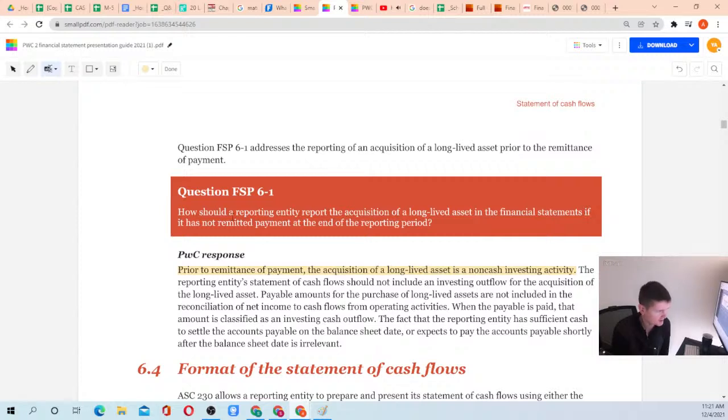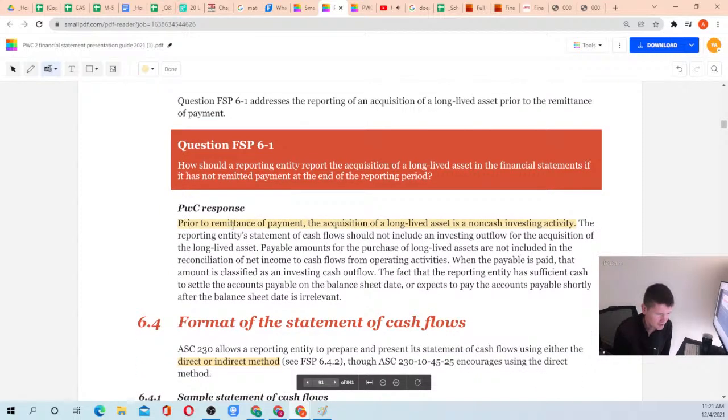We acquired a property, let's say it's a car, and we tell the vendor who sold us the car, okay, we will pay you next year. It's the end of December, we are tight on cash, and we tell him we will pay next year. Is there any cash flow impact from that transaction? And the answer is no. Prior to remittance of payment, the acquisition of a long-lived asset is a non-cash investing activity. So it will not be reflected in the cash flow.